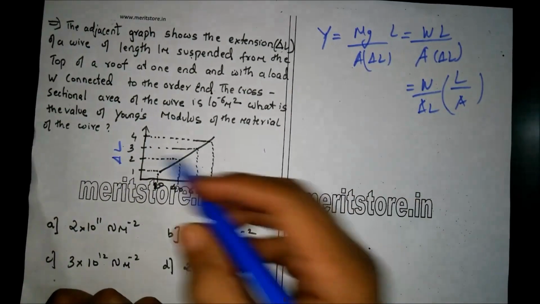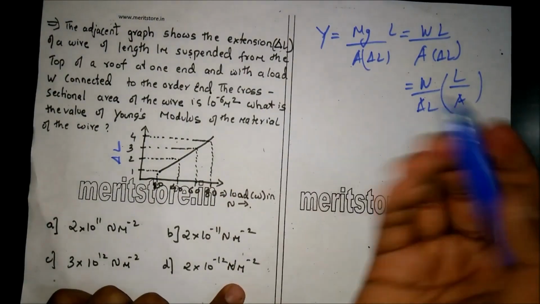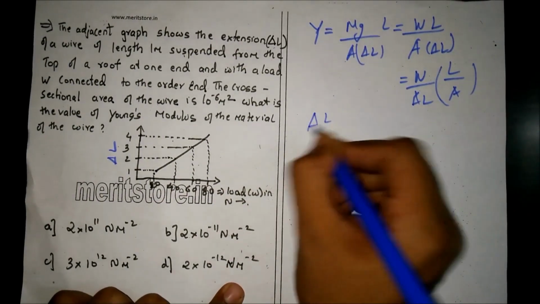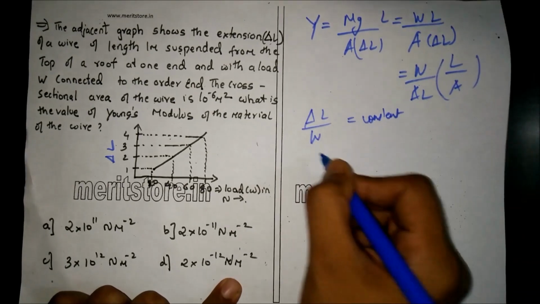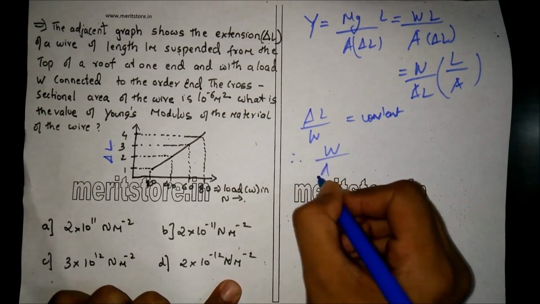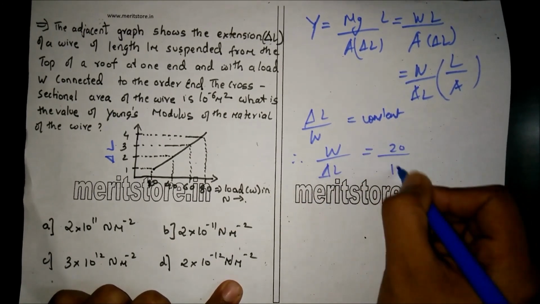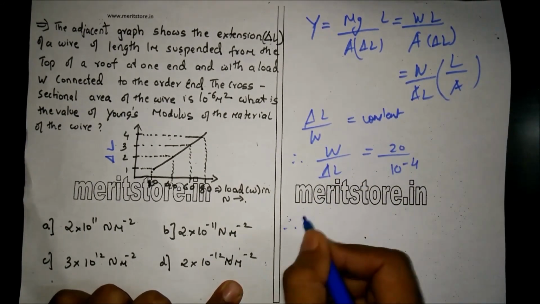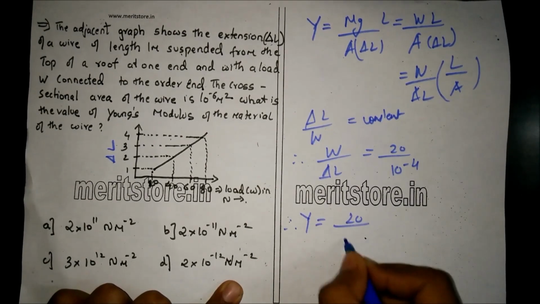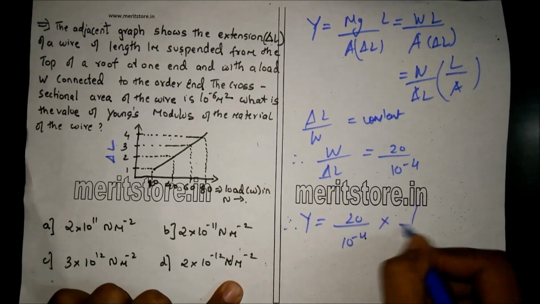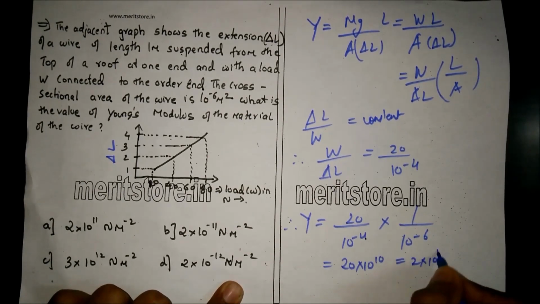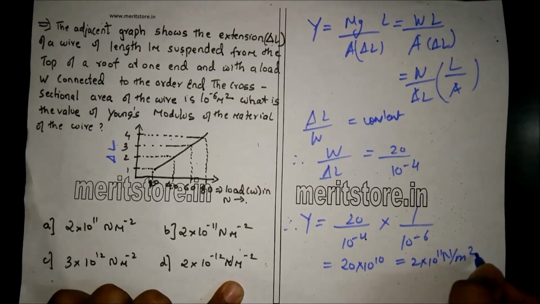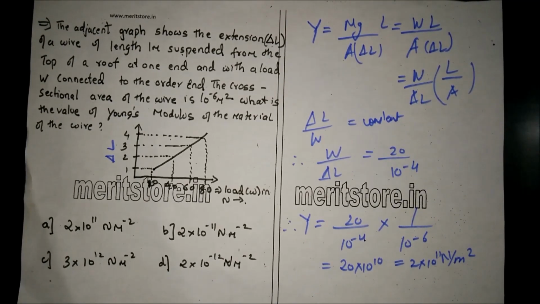Now the graph of delta L against W is a straight line. Therefore, it is a constant. Therefore, delta L upon W is a constant. Therefore, W upon delta L will be equal to 20 upon 10 raised to minus 4. Therefore, the Young's modulus will be given by 20 upon 10 raised to minus 4 into 1 upon 10 raised to minus 6, which is 20 into 10 raised to 10, which is 2 into 10 raised to 11 Newton per meter square. Therefore, here the correct answer is option A.